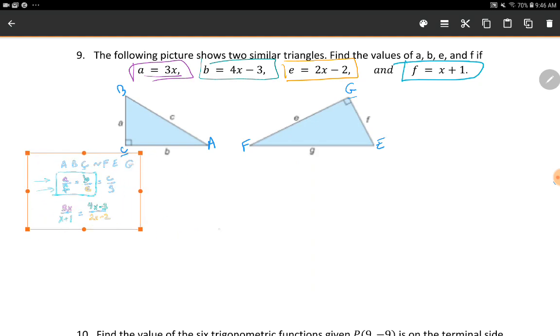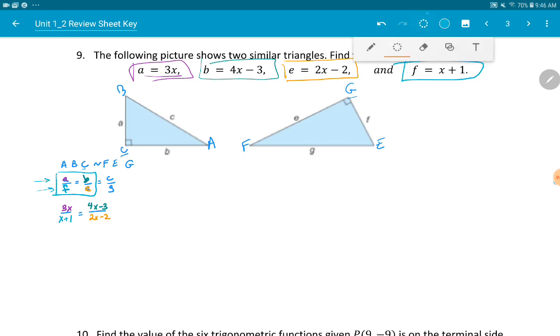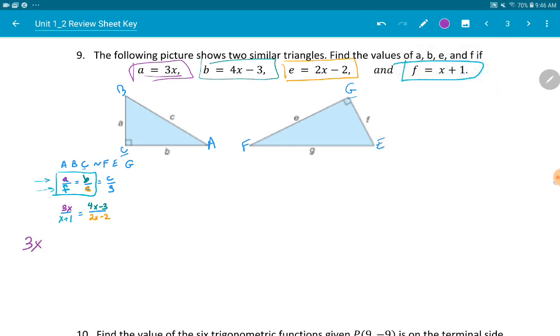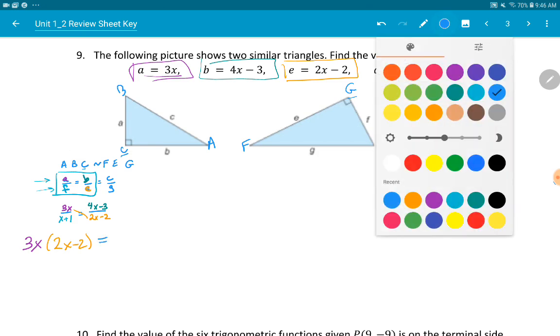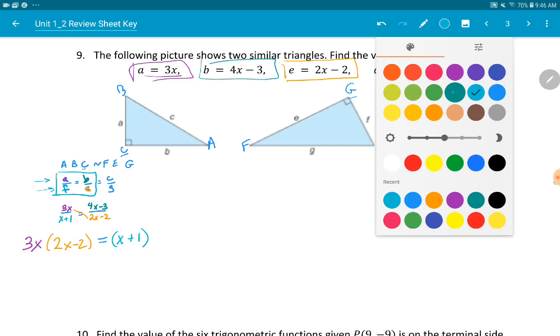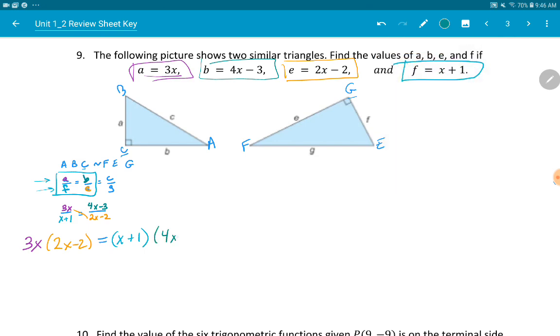Okay. So what I want to do now, to solve for x, is cross multiply. So I take the 3x, sorry, I need a pen. 3x times the 2x minus 2, doing this cross multiplication, and that's going to equal the x plus 1, and notice I'm putting it in parentheses because that fraction bar works as a grouping symbol. So I need to treat x plus 1 as a group, and the 4x minus 3 is a group.